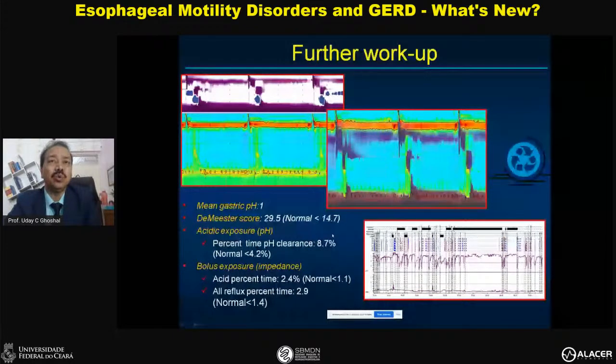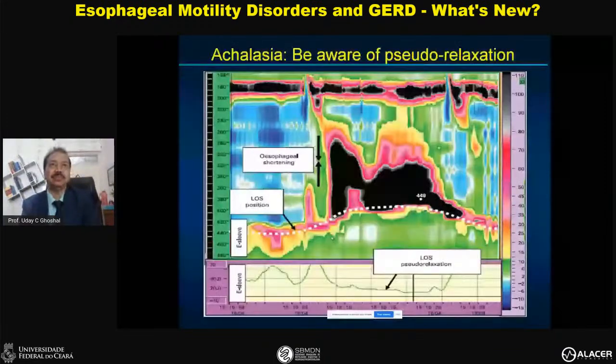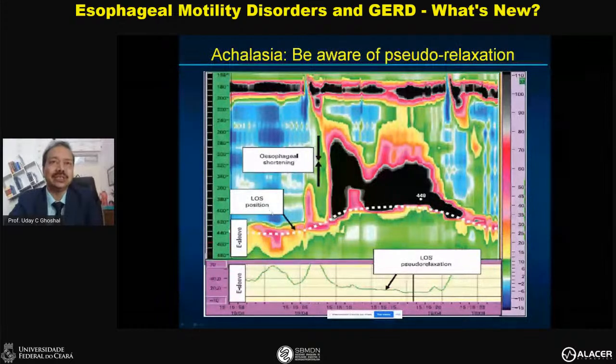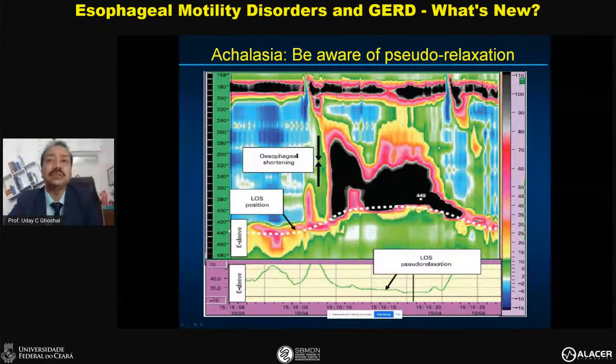So you can understand a well-done manometry is very, very important. Now, also, when you see a patient of achalasia, be aware of pseudo-relaxation. What is pseudo-relaxation? When you do a high-resolution manometry and the patient swallows, the circular muscle actually squeezes the catheter, but the longitudinal muscle shortens the esophagus.